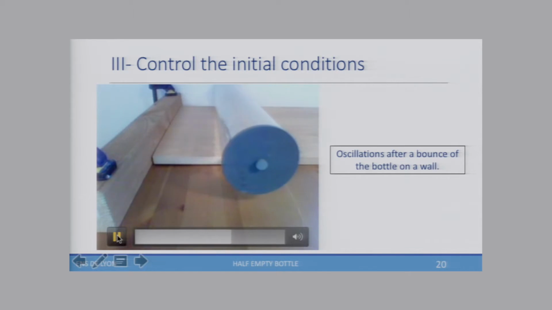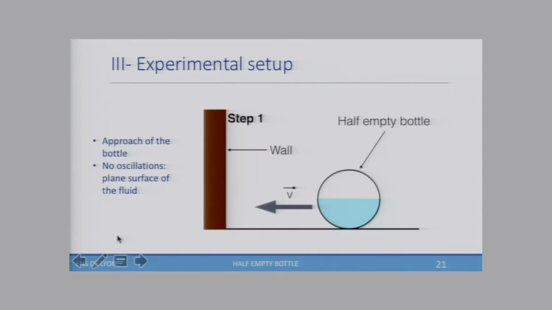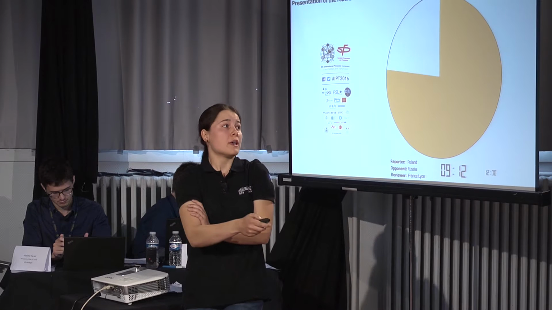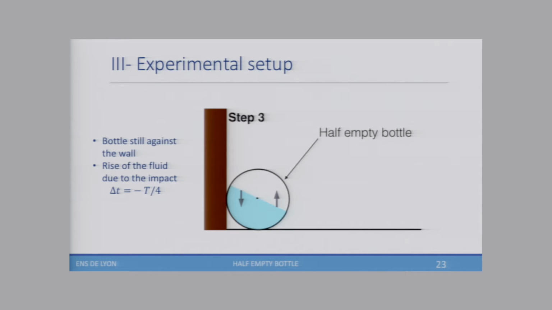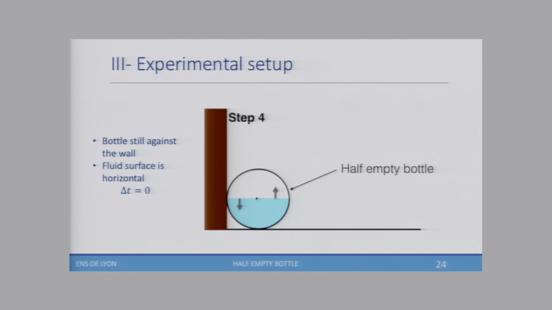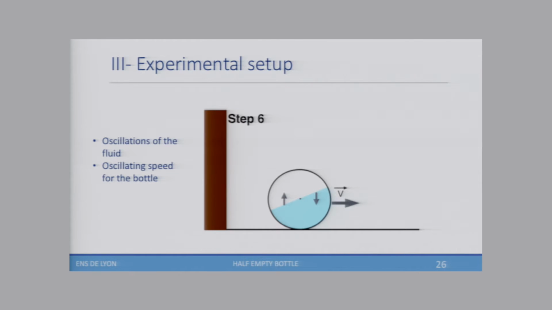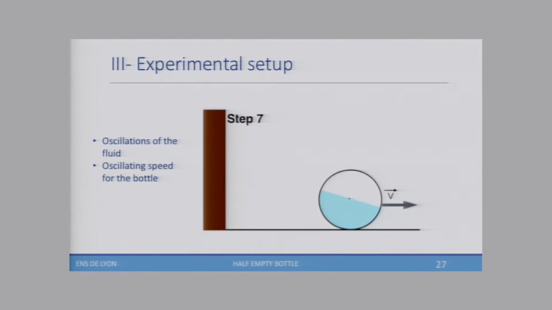And so here you can see the oscillations. So this is the experimental setup. First, there is the approach of the bottle with no oscillations inside it. Then there is an impact on the wall. And then there is a rise of the fluid on the side. It hits the wall. Then the water is going to come down to a horizontal surface. And when it's beginning to rise on the other side, then the bottle gets off the wall. And what we can see then is that there are oscillations inside the fluid.